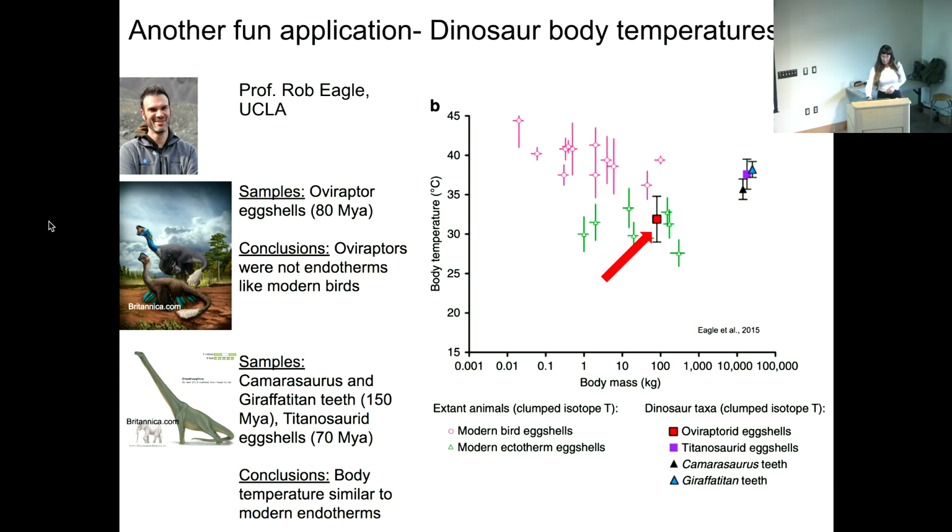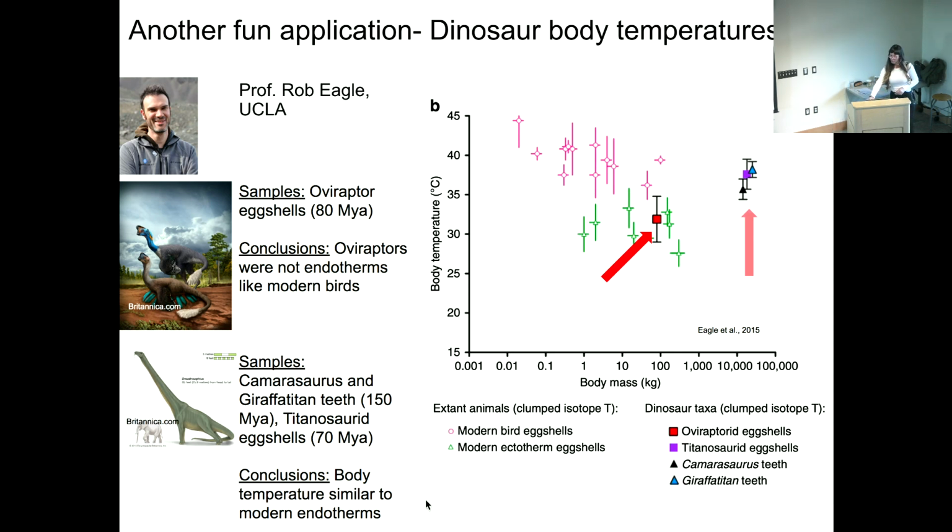And then the next set of samples that they used were from Camarasaurus and Giraffatitan teeth and Titanosaurid eggshells. These were sauropod dinosaurs, which were a lot of people's favorite dinosaurs with the really long necks. And you can see how large they were compared here to a modern elephant.